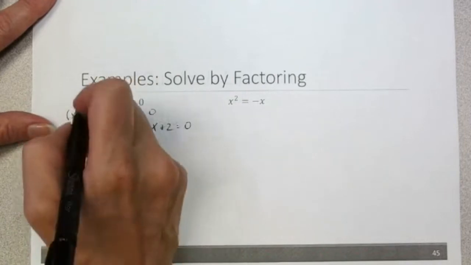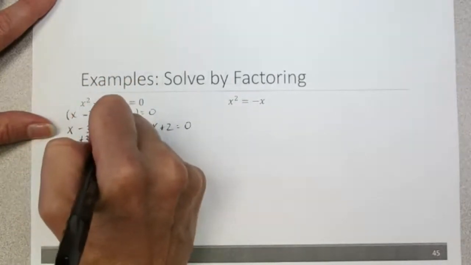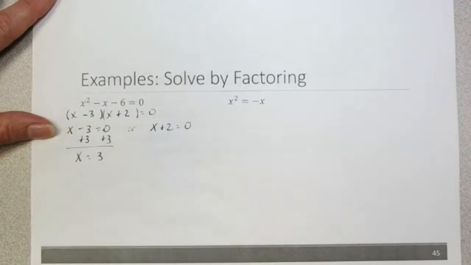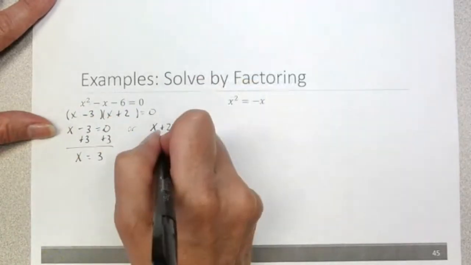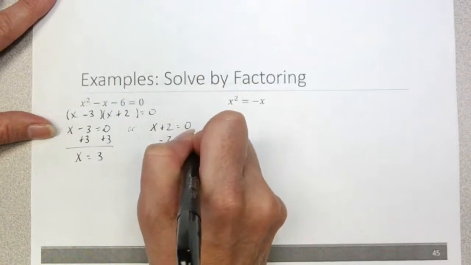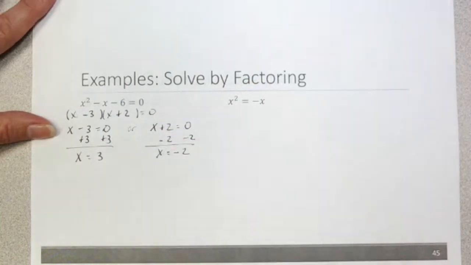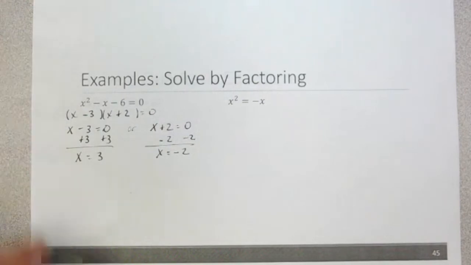If x minus 3 equals 0, when we add 3 to both sides, we see that x equals 3. If x plus 2 equals 0, when we subtract 2 from both sides, we see that x equals -2. So there's our two solutions to the quadratic equation. Quadratic equations often have two solutions, not always, but they often do.